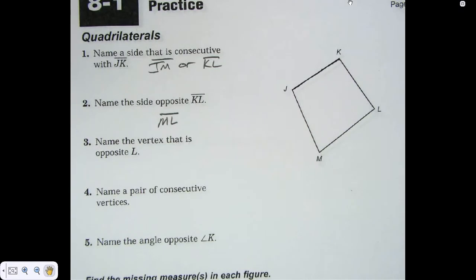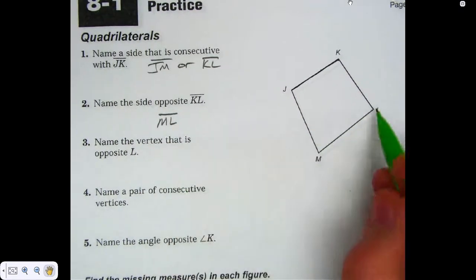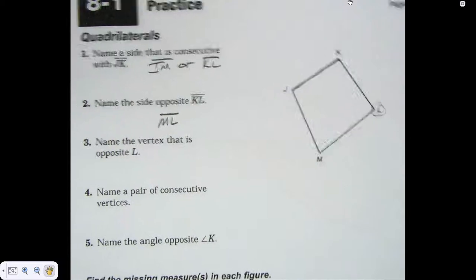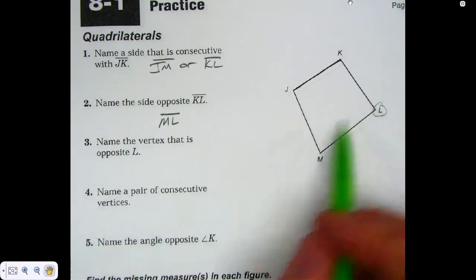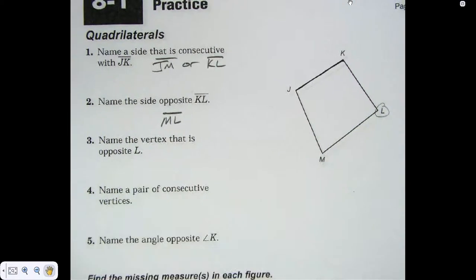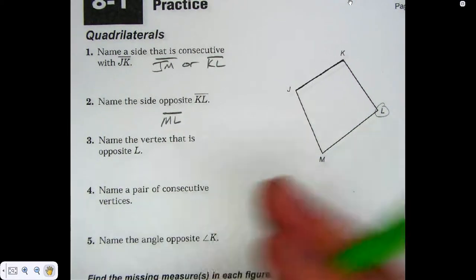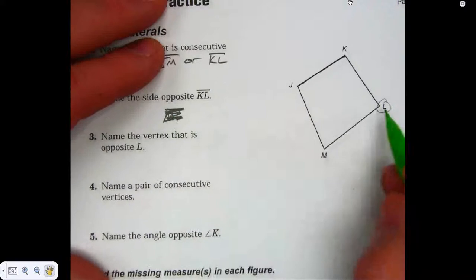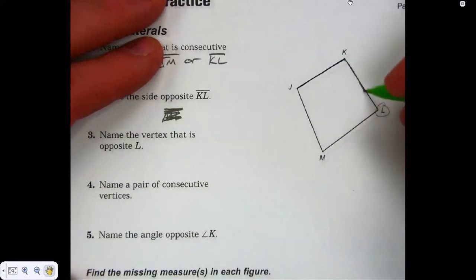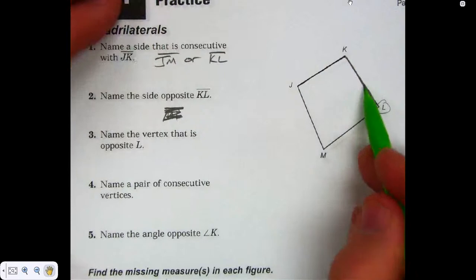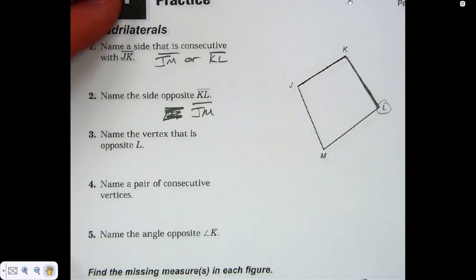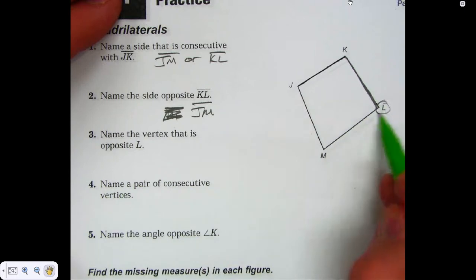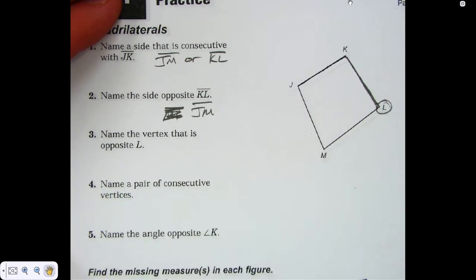Name a vertex that is opposite L. There's only one answer here, isn't there? What is it? Oh, it said KL, didn't it? I assume I read it wrong, didn't I? Thank you. What is opposite KL? Very good. Well, what is opposite L?